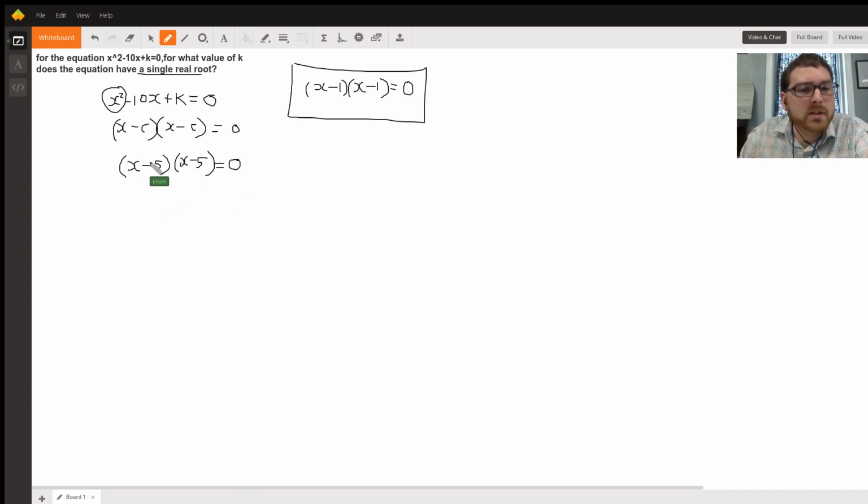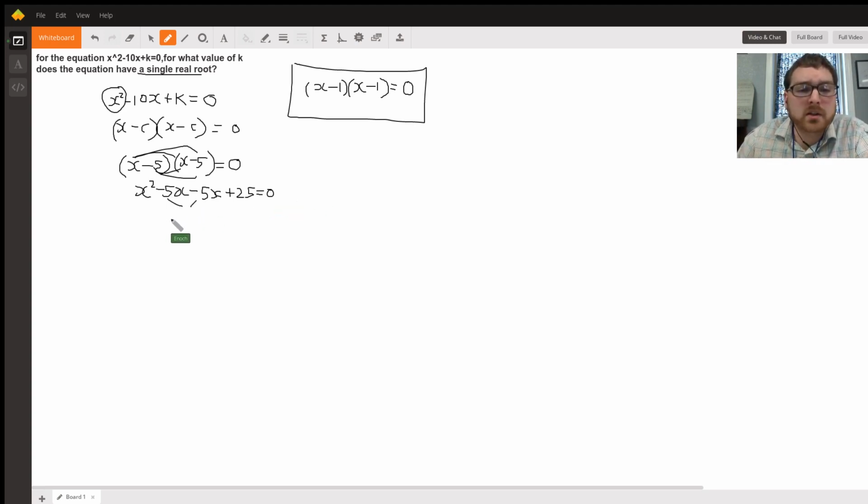I can FOIL this. X times x is x squared. X times negative 5 is negative 5x. Negative 5 times x is also negative 5x. That's what we were expecting. Negative times negative is positive. That's 25. Equals 0.